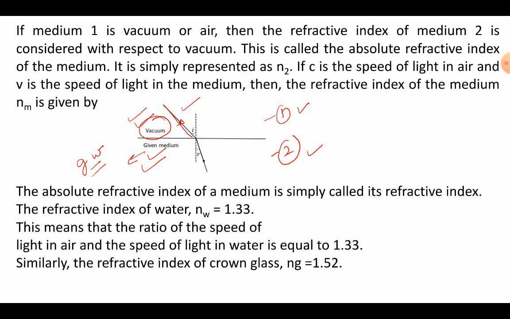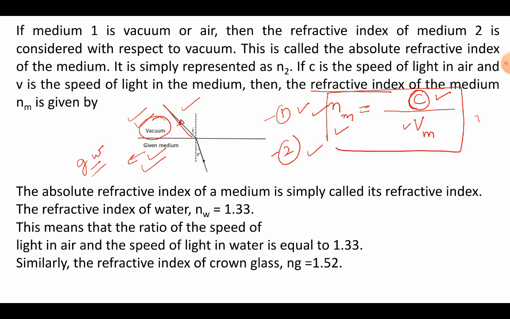absolute refractive index. Refractive index has the symbol n, and when it is absolute, it is n_m. This is the refractive index of that medium. It is defined as the ratio of speed of light in vacuum to the speed of light in that particular medium. The speed of light in vacuum is denoted by the symbol c, and the speed of light in that particular medium is denoted by the symbol v. So this is absolute refractive index.